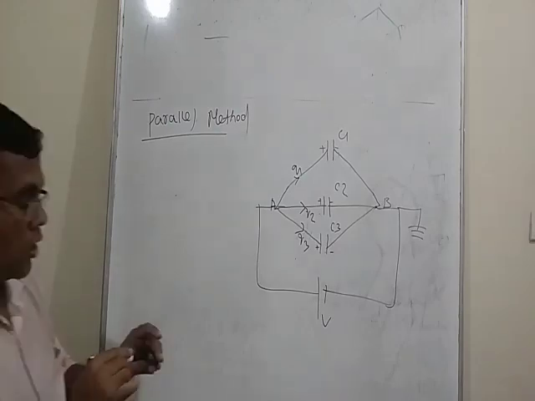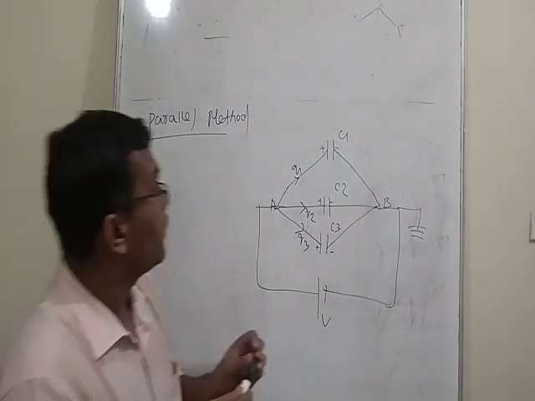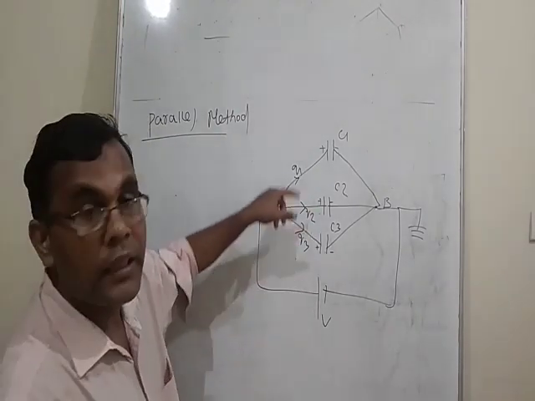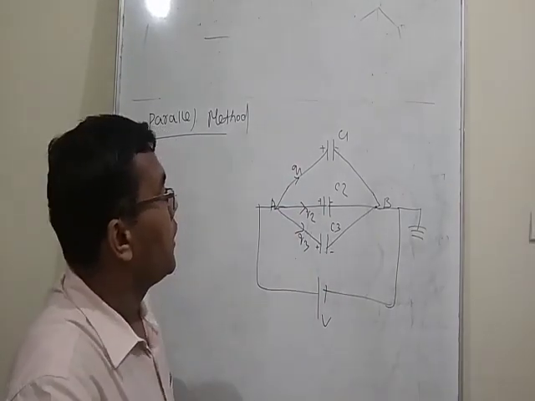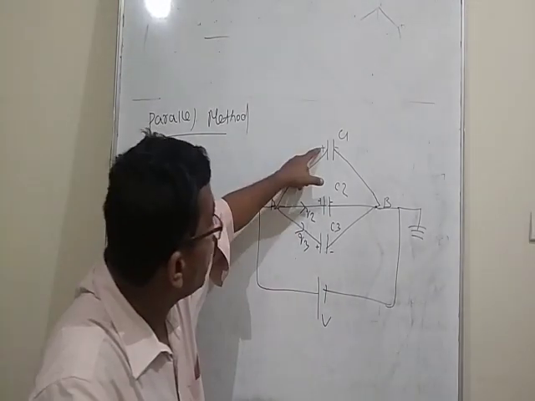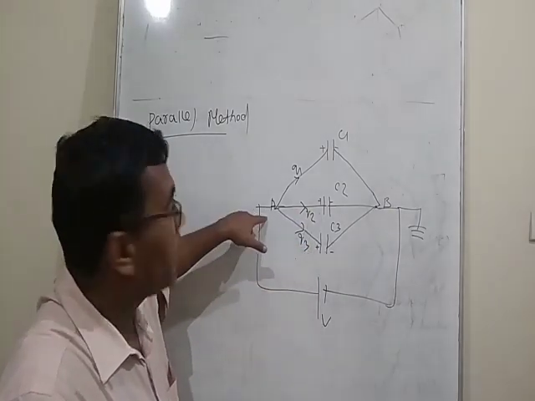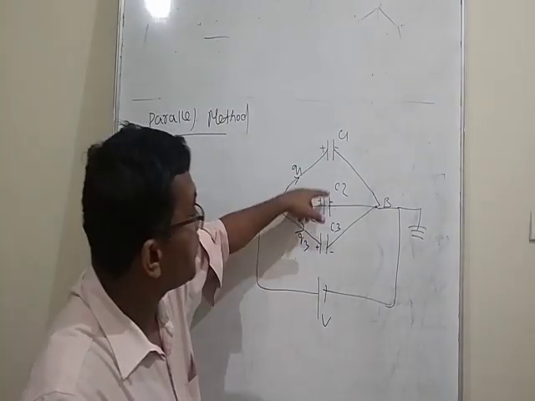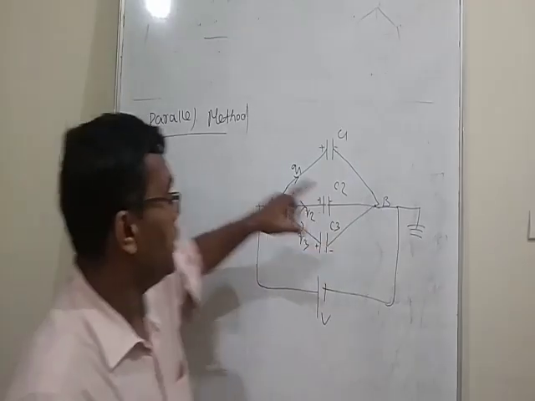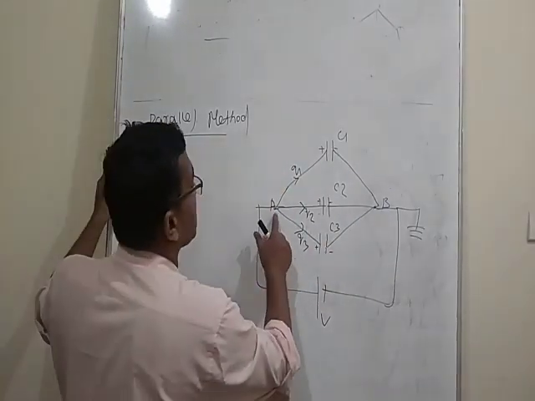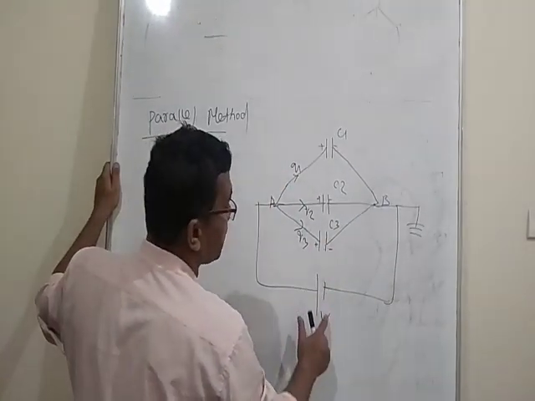This is the parallel method of grouping. Let three capacitors C1, C2, C3 be connected in parallel with each other. In the parallel method of grouping, all the positive terminals are connected at one end A and all the negative terminals are connected at the other end B. Now the whole connection is connected with a cell having potential difference V.